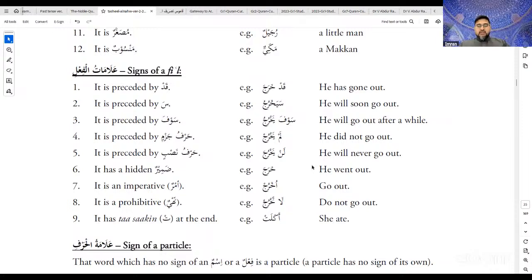Now, Sister Nigat, can you come on the mic now? So kharaja yakhruju, she has ukhruj. Now the next verb. The minimum letters in a verb in the Arabic language are three. Then you will have a four-letter verb. So for example, qad aflaha. Let me just bring it onto the screen.